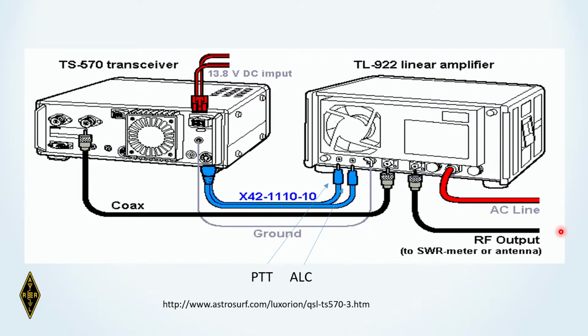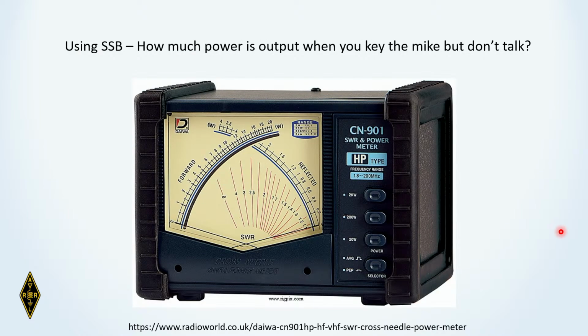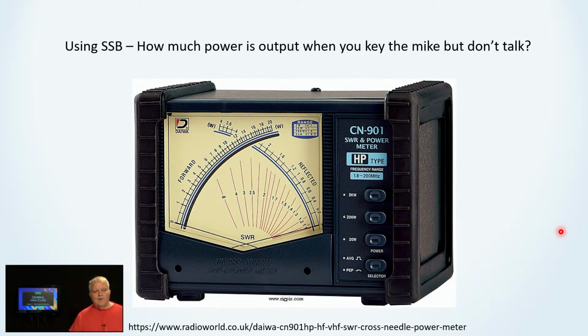So here's a trick question. Using single sideband, how much power is output when you key your mic but you don't talk? Anybody have an idea? 100%. Same amount. 0. Not 100%. 0 is the correct answer. Really? Single sideband, if you don't modulate, if you don't talk, there is no output power whatsoever.